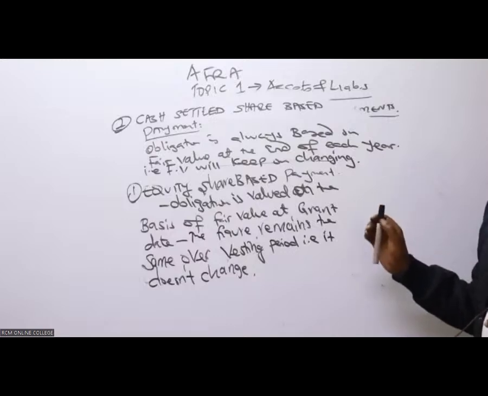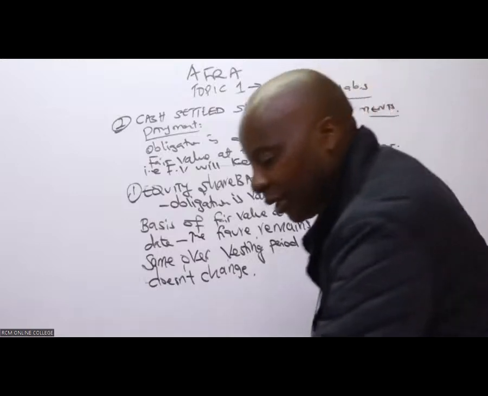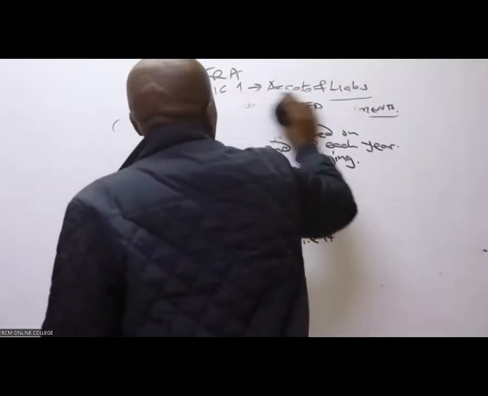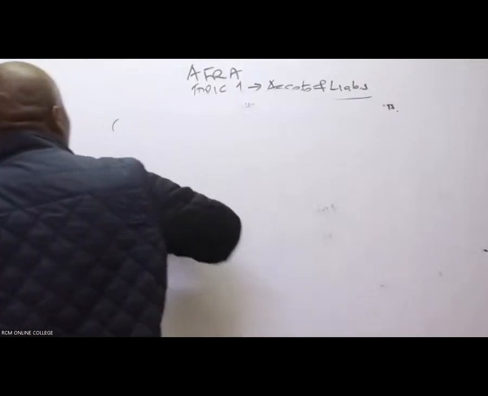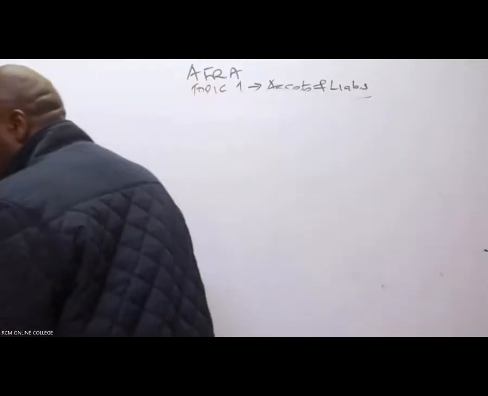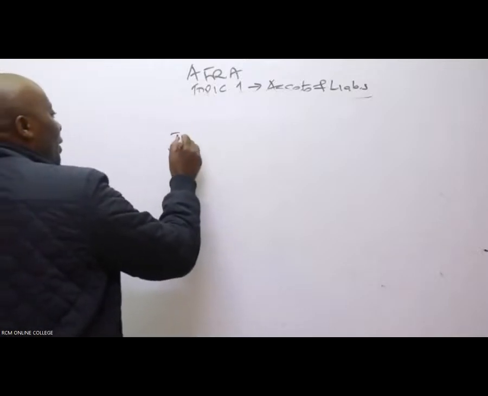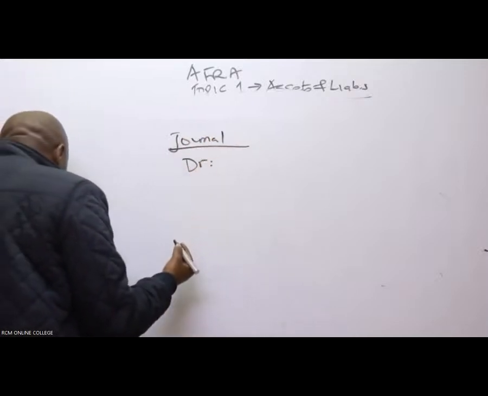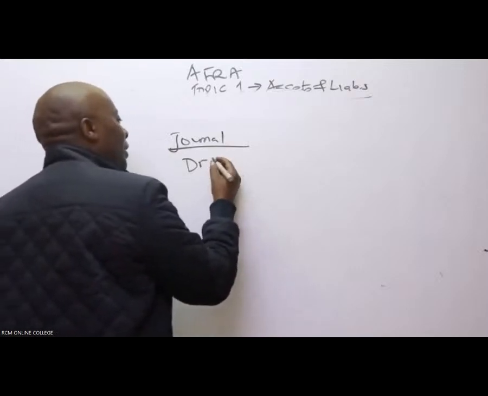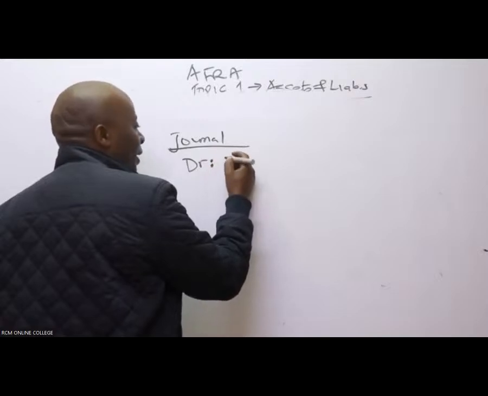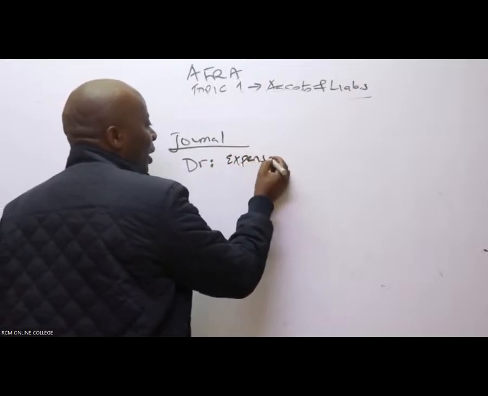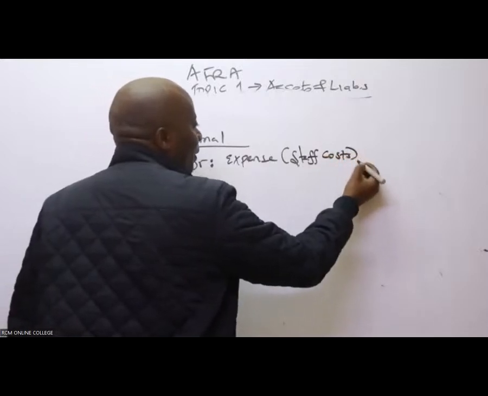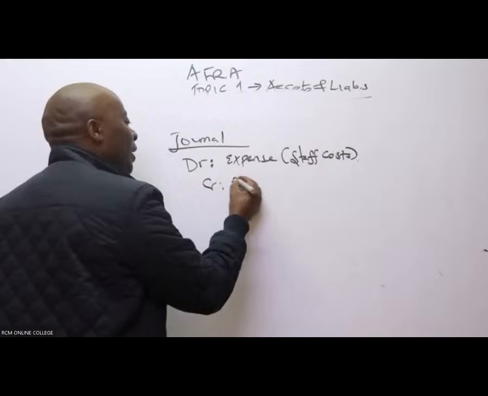To keep on changing. Now listen to me very, very well here. What are the journal entries for this obligation? The journal entries that we shall pass here, we shall come under debit, ladies and gentlemen. In this case here, we have an expense. So this expense, of course, we shall call it the staff costs. And then we shall come under credit equity.